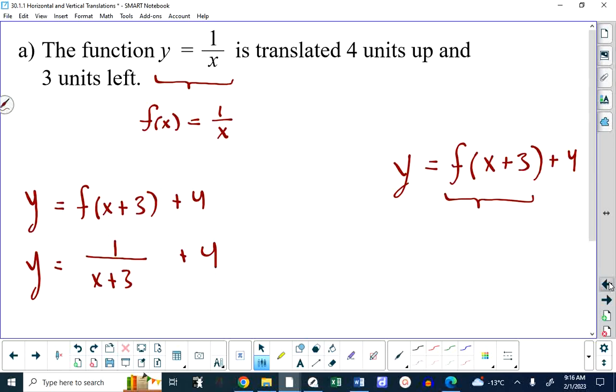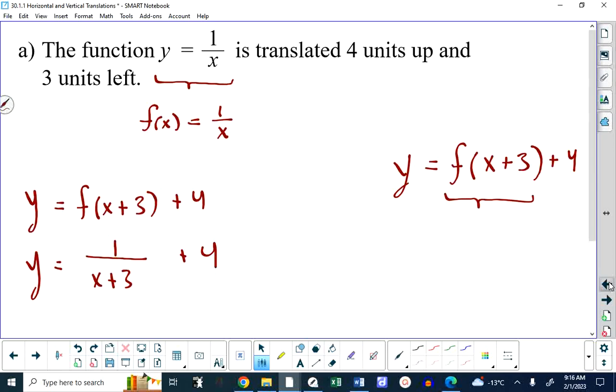I'm not saying x is the same as x plus 3. x was what was there on the original function. What's there on the new function is x plus 3. I'm not claiming x equals x plus 3. I'm saying x has been changed to x plus 3. And many of you will not need to use this notation.